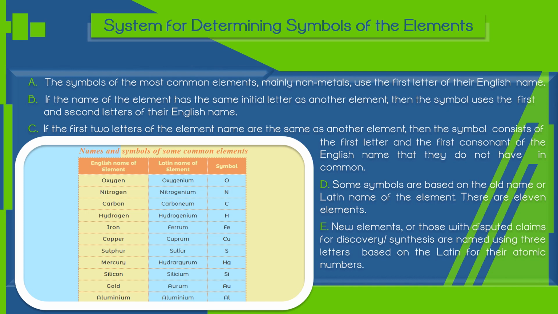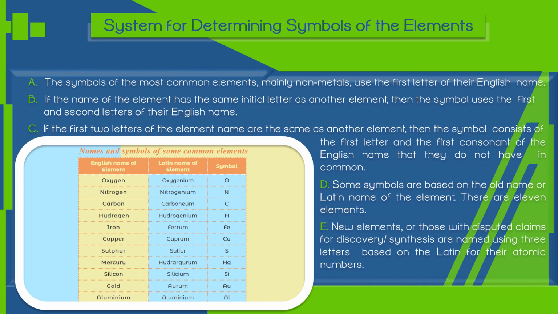And the third point, if the first two letters of the element's name are the same as another element, then the symbol consists of the first letter and the first consonant of the English name that they do not have in common. For example, magnesium has the symbol Mg, first letter and the first consonant. Manganese has the symbol Mn, chlorine has the symbol Cl, and chromium has the symbol Cr.